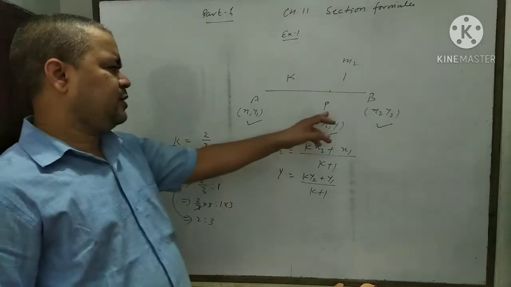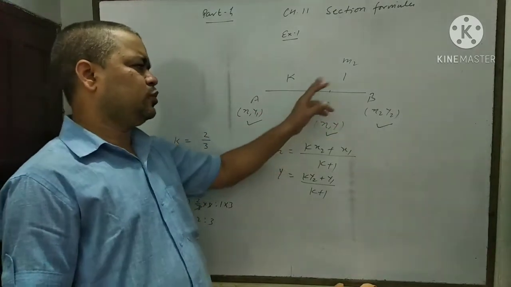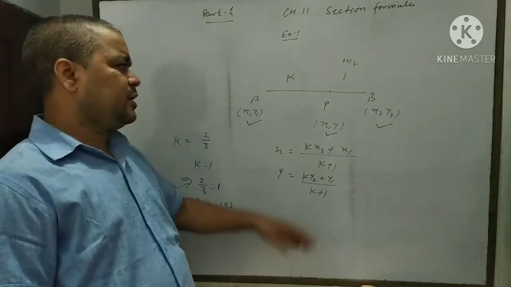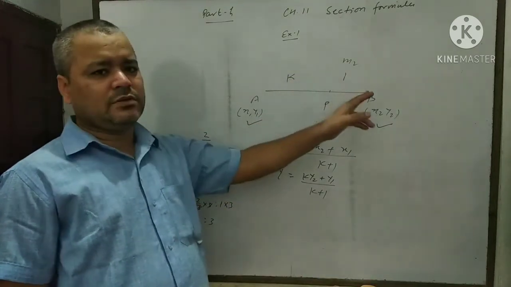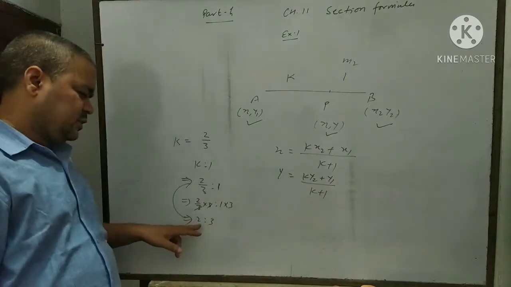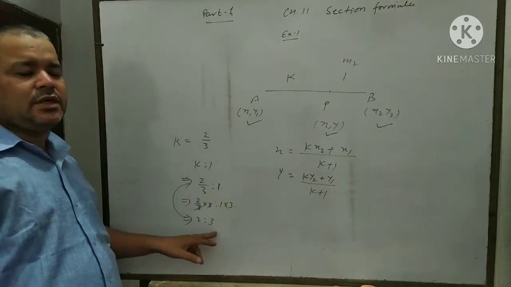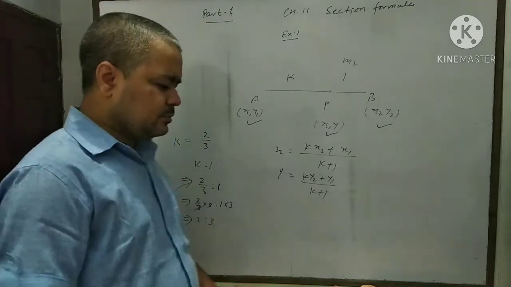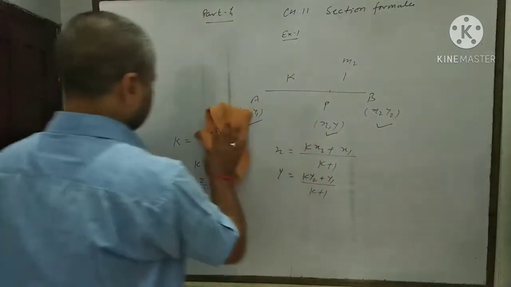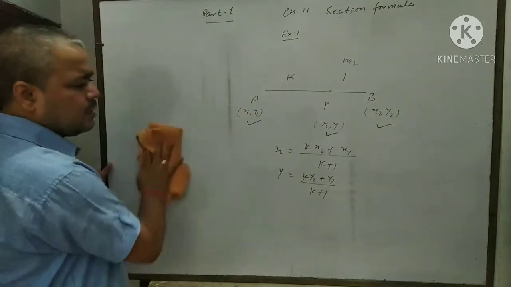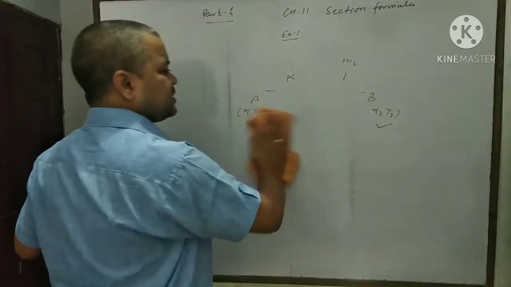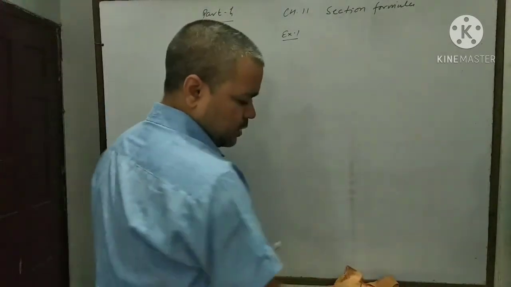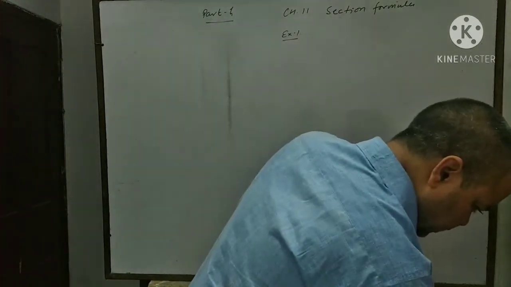It means the point P divides line segment AB in the ratio 2 is to 3. Directly here I am putting the value of K is to 1, but indirectly we are getting the ratio between M1 and M2, which means 2 by 3. I hope you understand. In this way, we can find the midpoint formula and section formula in the form of K. Okay. Now, the next topic.